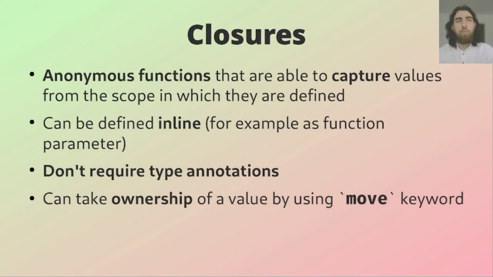So let's see closures. A closure is an anonymous function that is able to capture the values from the scope in which it is defined. And if you're coming from Python, then you might know lambda functions, and in JavaScript they are called arrow functions. And they can be defined inline, for example, as a function parameter. They don't require type annotations, and they can take ownership of a value by using the move keyword.